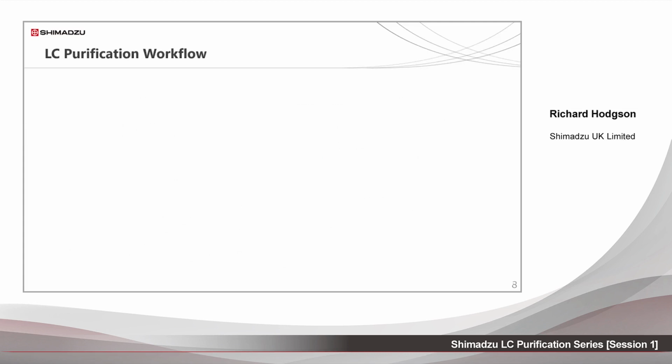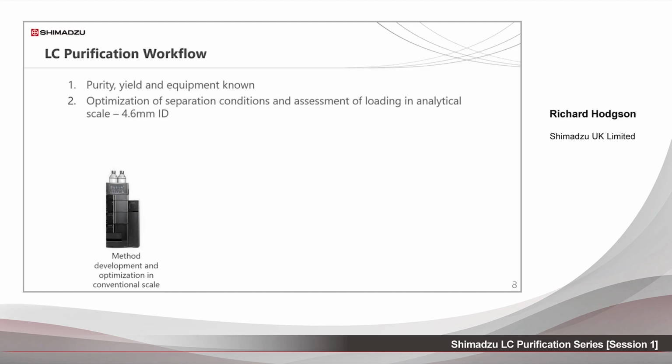LC Purification Workflow. Step 1. Purity, yield, and what equipment is available to us should be known. Step 2. Optimization of the separation conditions and assessment of loading in analytical scale, typically on a 4.6mm ID column, but not essential. What is essential is using a column with the same phase as any larger semi-prep or preparative column you have available.